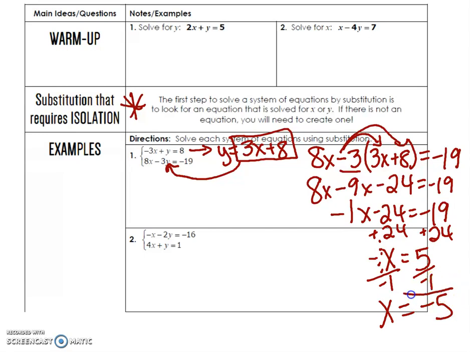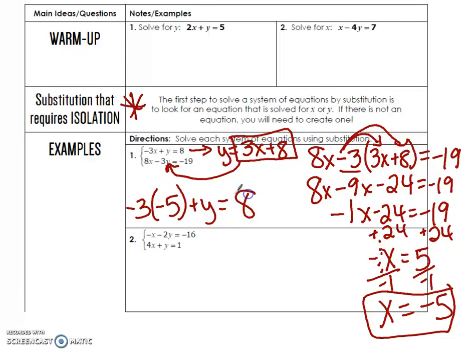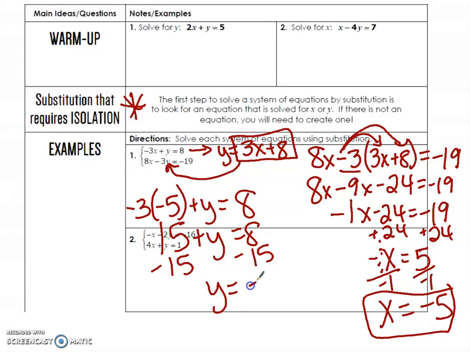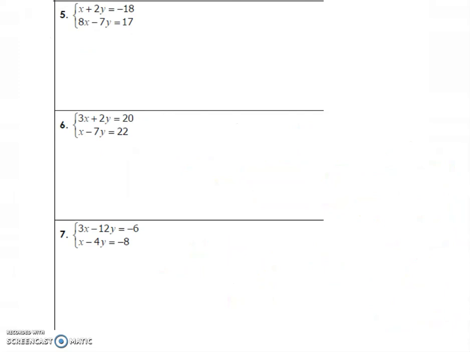Okay? Now we're going to take this and plug it back into an original equation. Okay? So let's just use the top one again. So we have -3 times x, take out x, put in -5, plus y equals 8. So -3 times -5 is 15 plus y equals 8. So minus 15, minus 15. So y equals -7. So our answer is (-5, -7). Again. All right, so we're going to do one more example together.